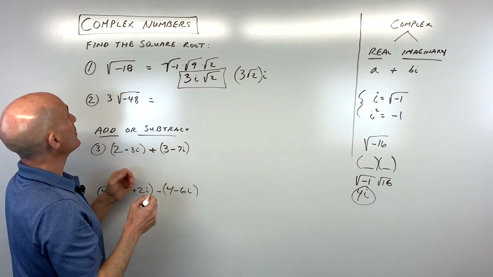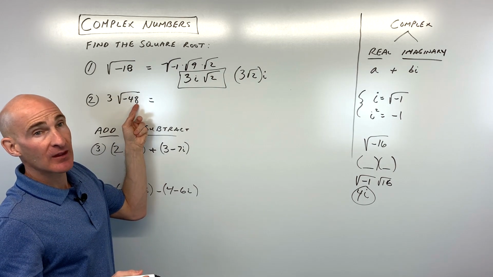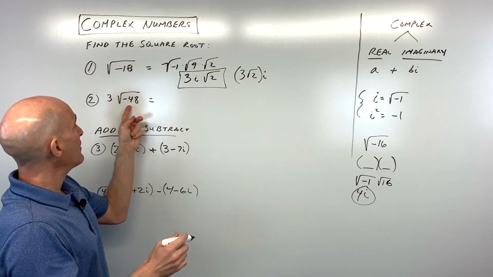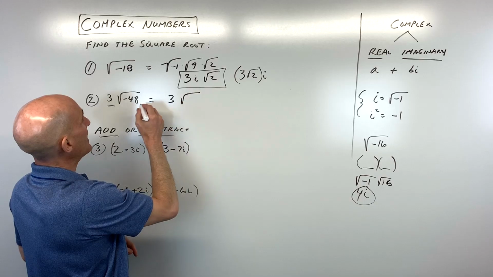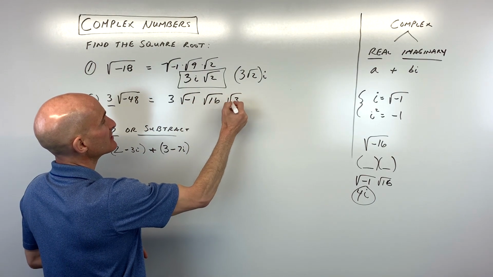So for number 2, see if you can do this one. We have 3 times the square root of -48. Well, of course, when these are right next to each other, that means that they're multiplied together. For -48, we can write that as, well, let's write this out. We've got 3 and the square root of -1 times the square root of 16 times 3.